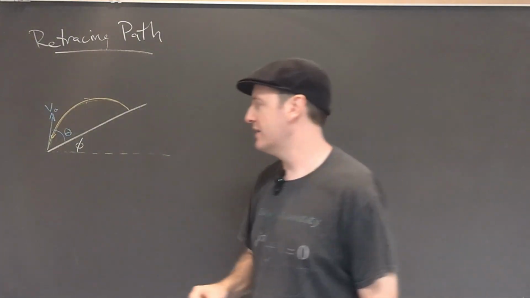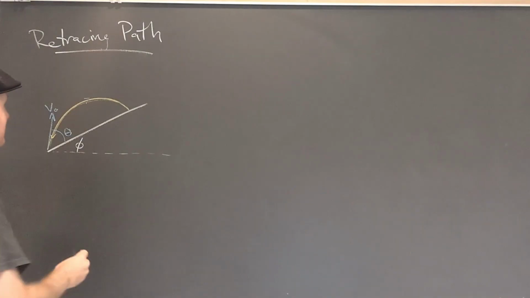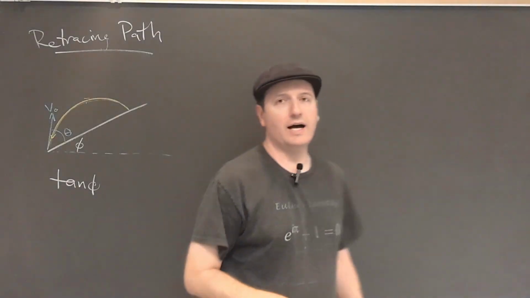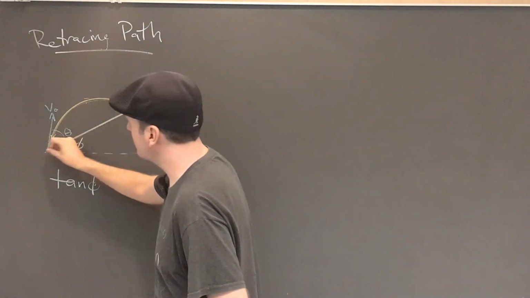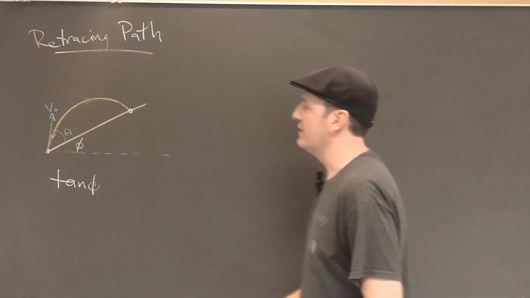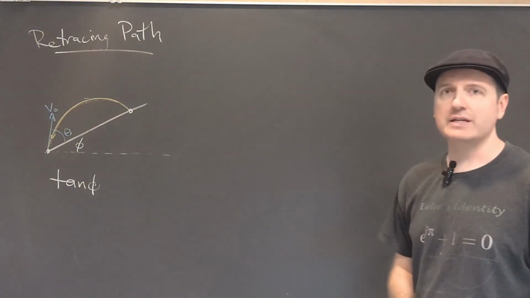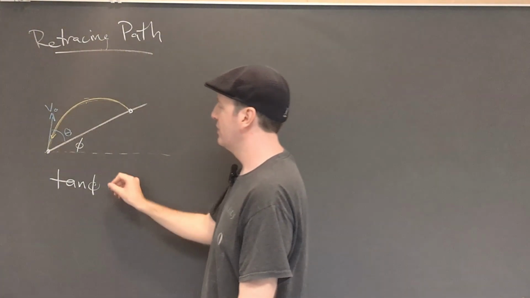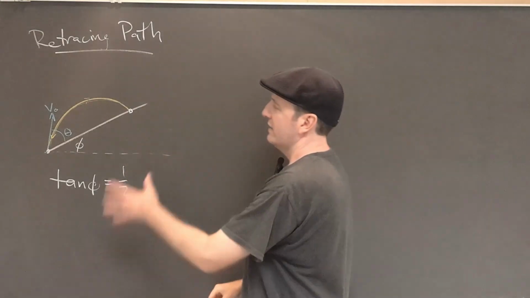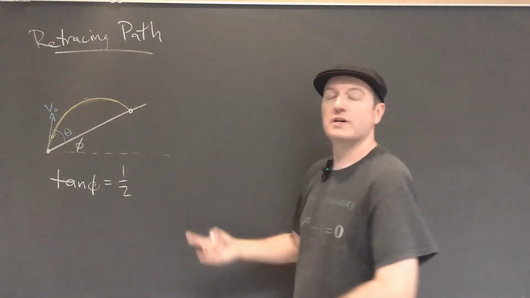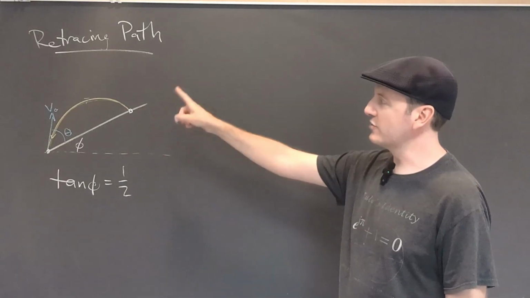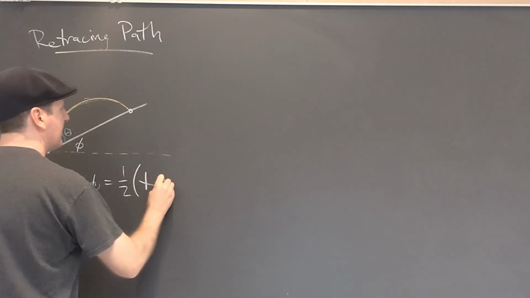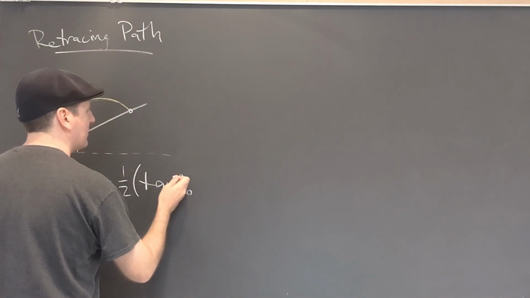Okay, now something we're going to be using here is a result that's been proven previously, which is that the slope of this line, the slope of this secant that connects our launch point to the point of collision, is actually the average of the slopes of the two tangents at those two points. So this will be half the sum of the slopes of these two velocities, the initial velocity and the final velocity.